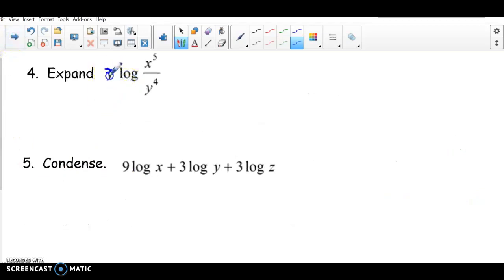I'm asking you to expand, so you're going to use your properties. When you have a quotient, remember the top minus the bottom. Your power rule says anytime you have an exponent, you bring that out in front of the log. So to expand this one, you would have 5 log of x minus 4 log of y.